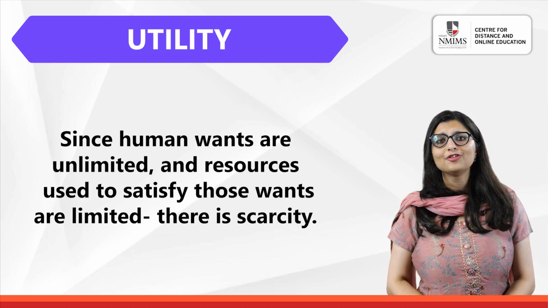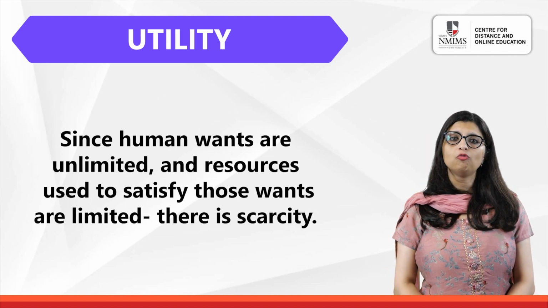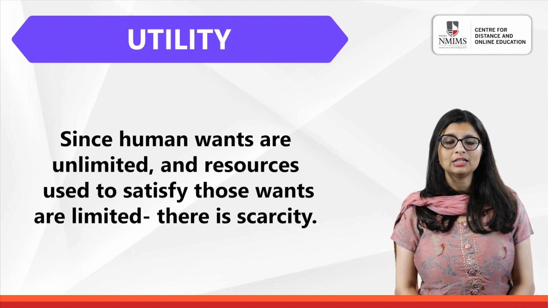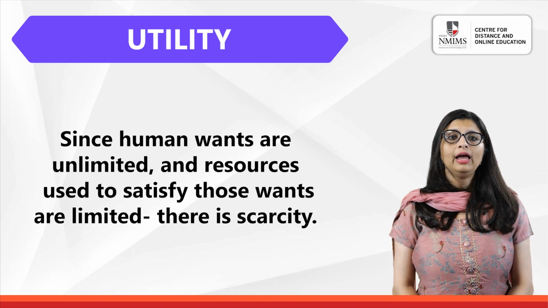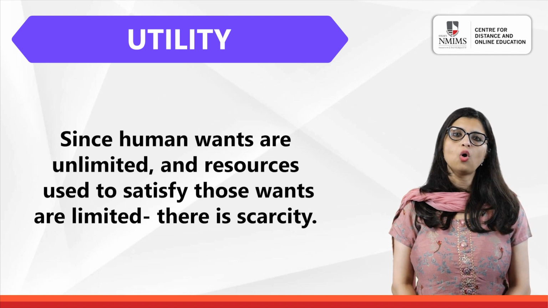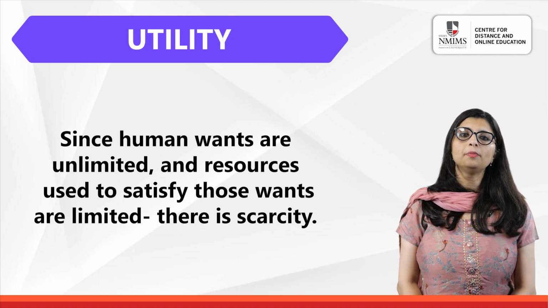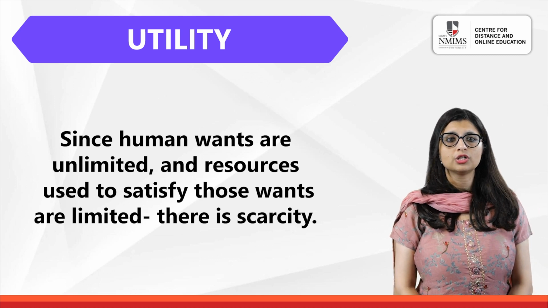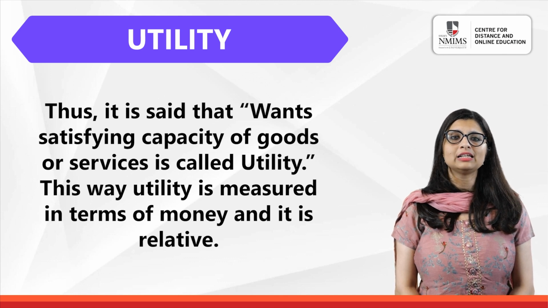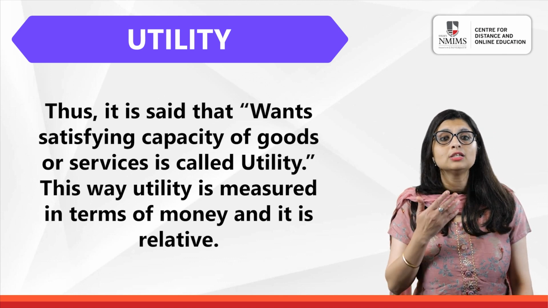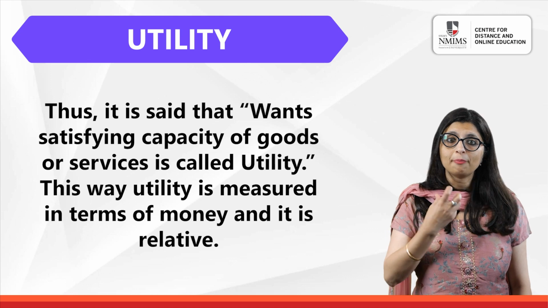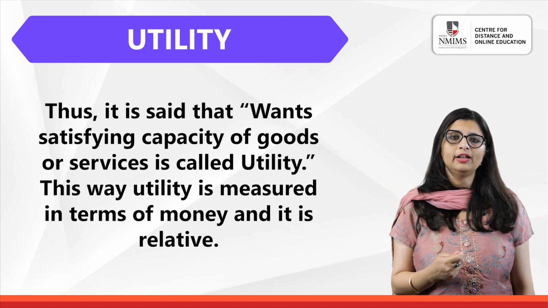Now, you would have seen in the first unit, when we were discussing human wants, that human wants are unlimited in nature and we are never ever satisfied with whatever we have. At the same time, our resources are limited in nature. Hence, it is very important for all of us to make out what would best suit us in the limited resources, what would satisfy us. Thus, it is said that the want-satisfying capacity of goods and services is called utility. In this way, utility is measured in terms of money or it is relative in nature.